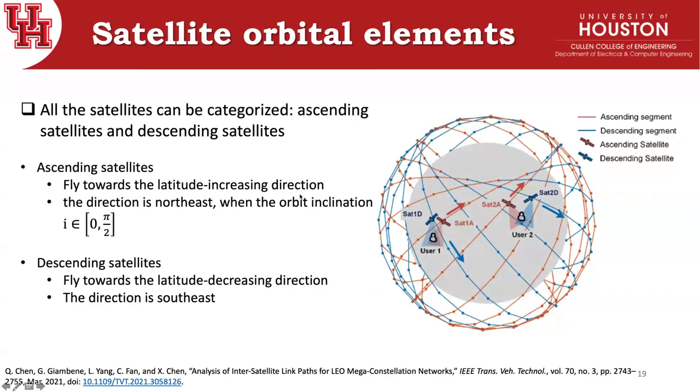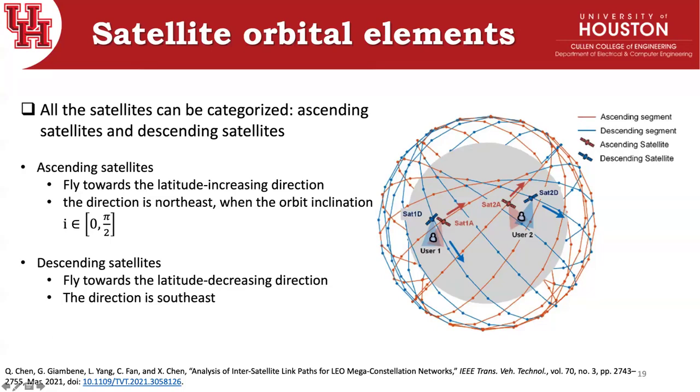And now I want to add another concept: ascending satellites and descending satellites. As you can see, the ascending satellites are plotted in red, and the descending satellites are plotted in blue. For the ascending satellites, the satellites fly towards the latitude increasing direction. So when the orbit inclination is between 0 and 90 degrees, their flying direction is northeast, like the red lines. And for the descending satellites, the satellites fly towards the latitude decreasing direction. So when the orbit inclination I is between 0 and 90 degrees, their direction is southeast.